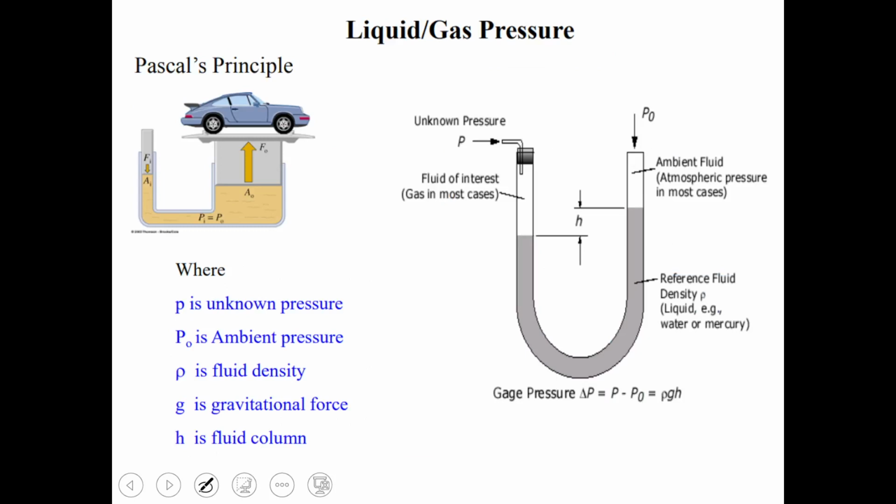So this is the liquid or gas pressure type sensor. This is Pascal's principle. P is the unknown pressure, and P is the ambient pressure. So fluid density, gravitational acceleration, fluid column. When pressure is applied, the fluid will move here and there, and it will be measured how much the weight of that car is on it.